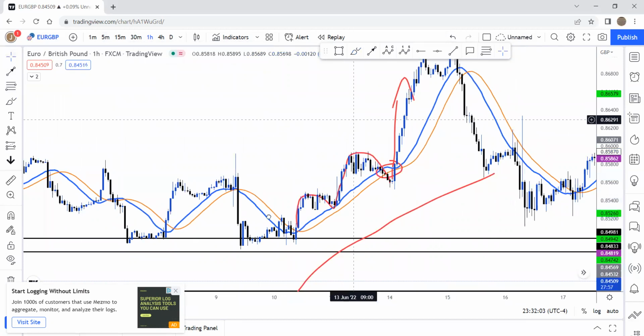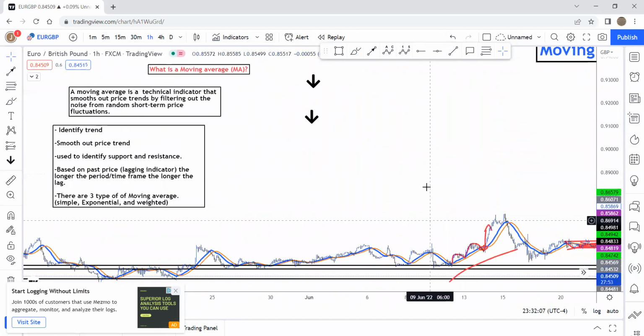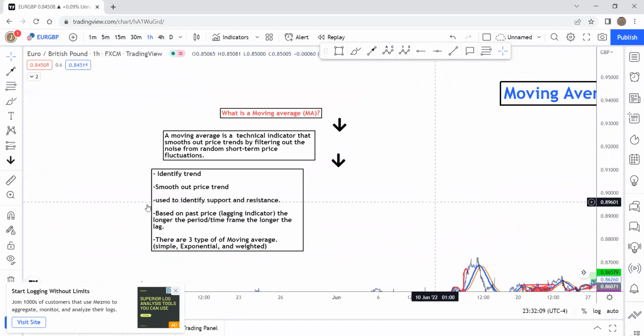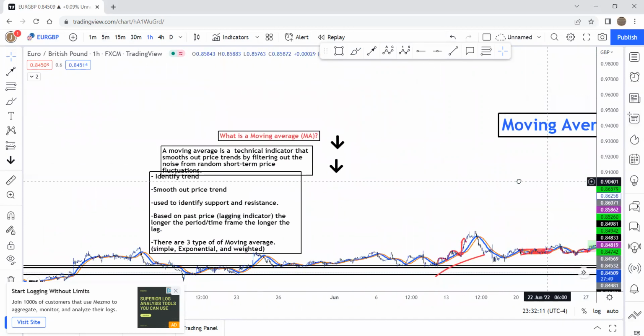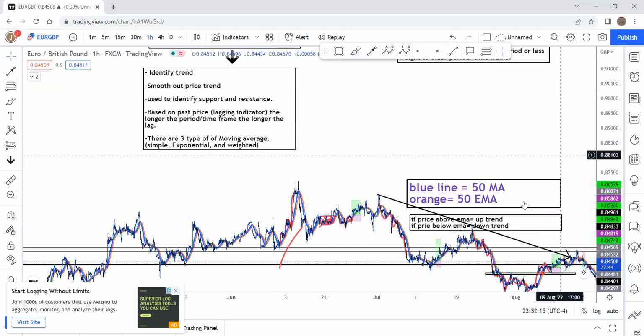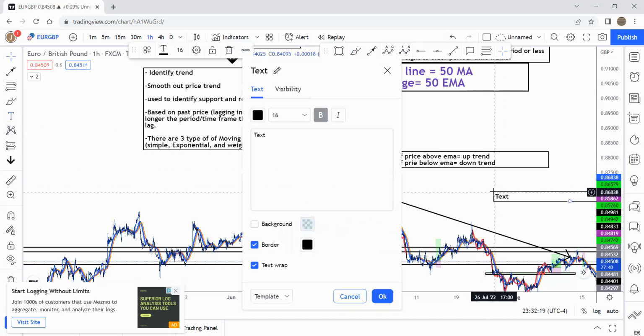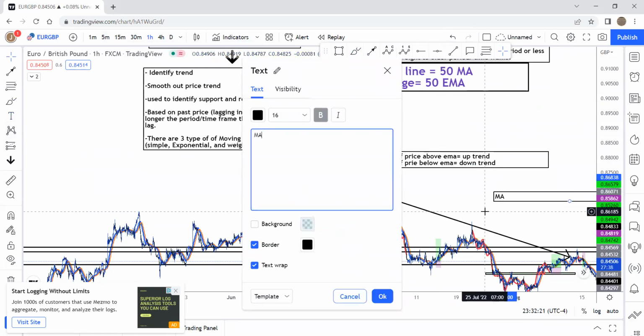So I hope you guys got some value from this training video. You can take screenshots of this. If you want to know the moving average lines that I used, it was once again MA 20, which was orange, and MA 10, which is blue.